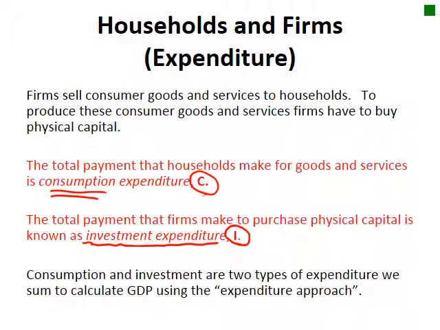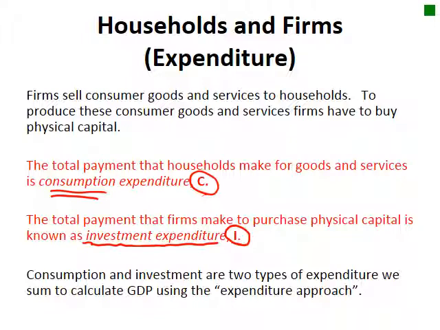Firms sell, of course, consumer goods and services to households. To produce these consumer goods and services, firms have to buy physical capital. So the total payment that households make for these goods and services is called consumption, and we're going to refer to it by C. The total payment that firms make to purchase physical capital, and they're purchasing it from other firms, is known as investment expenditure, and we call the investment I.